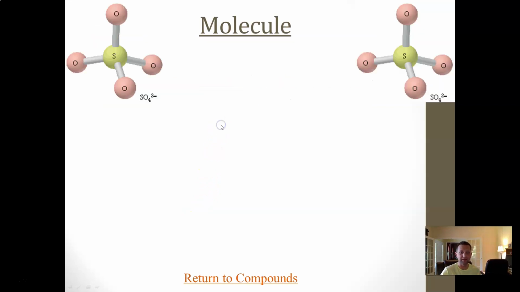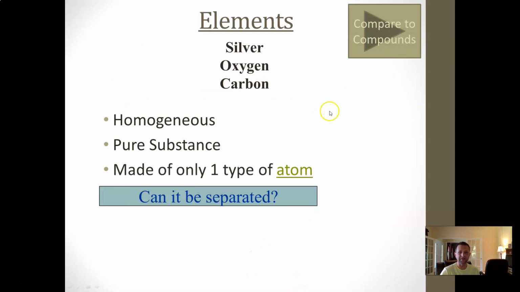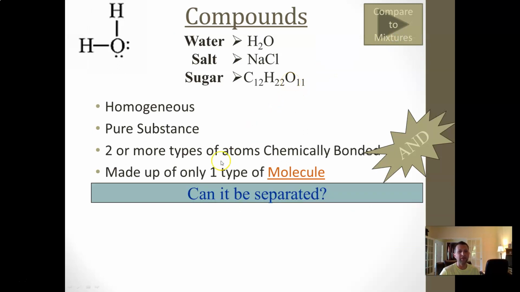There are elements, right? Wrong slide there. So that defines that for us. If you go to compounds, it's similar. I just got all messed up here. Compounds are made up of 1 type of molecule. Let's define that, and then we'll come back here.